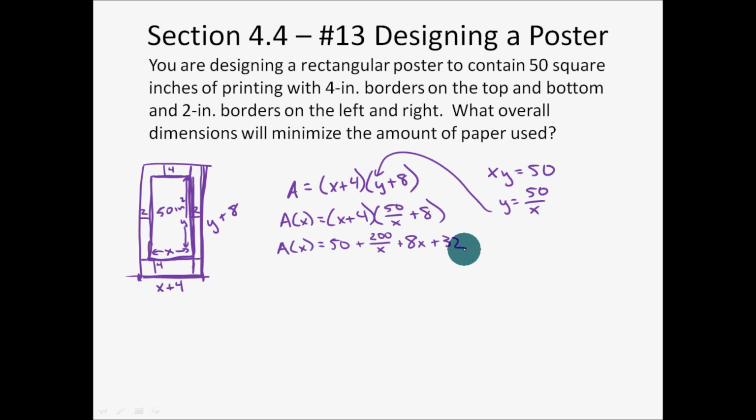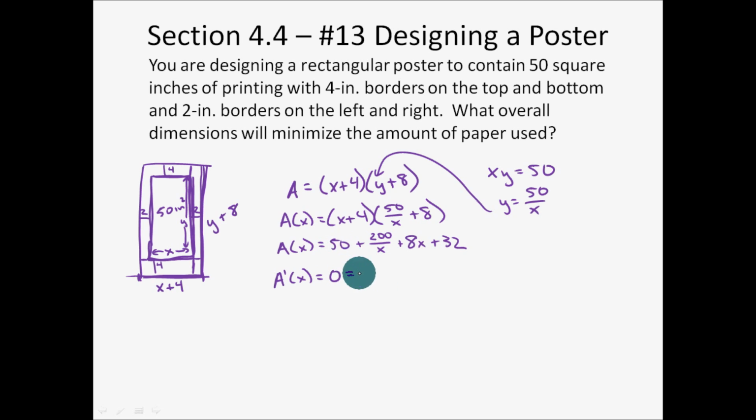Alright, so here is now an expression for area, and it looks really easy to take a derivative, which is going to be our next step. Because remember, when the derivative equals 0, that's going to give us a critical point, right? And minimums and maximums occur at critical points. Alright, so let's take the derivative.